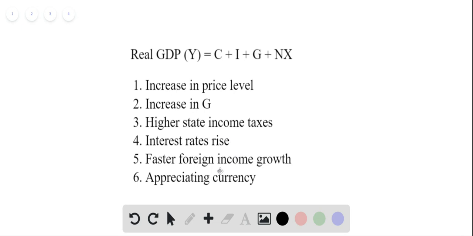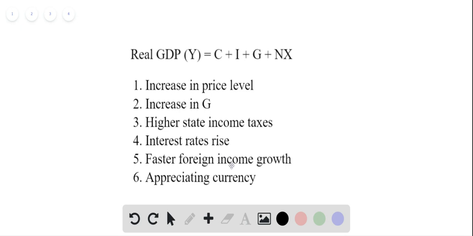Fifth, let's consider faster foreign income growth. Foreign countries' incomes are growing faster relative to the US. This may result in them importing more goods from us, and this leads to net exports going down and thus a leftward shift in the aggregate demand curve.